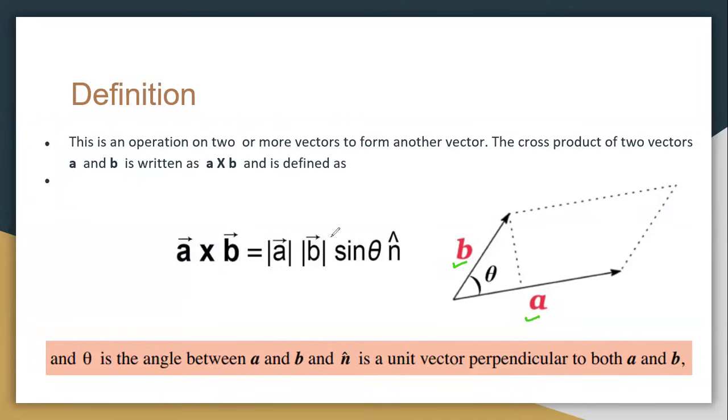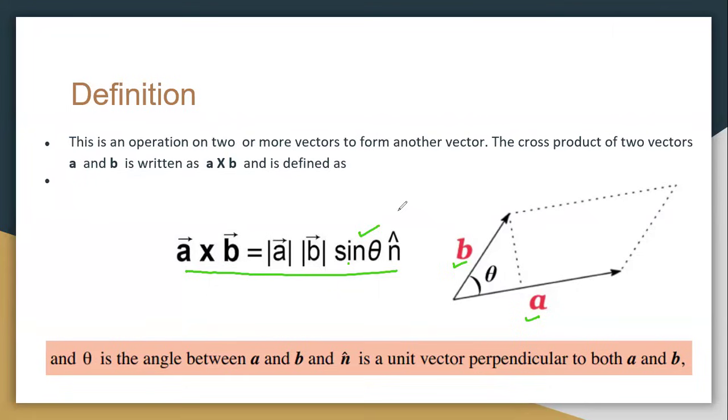So by definition, when we have a cross product of two vectors, we shall have it in this format, whereby under cross product we shall have a sine, whereas when we are looking at the dot product, we have a cos theta. So you need to know those two differences, but we are going to explain going forward.